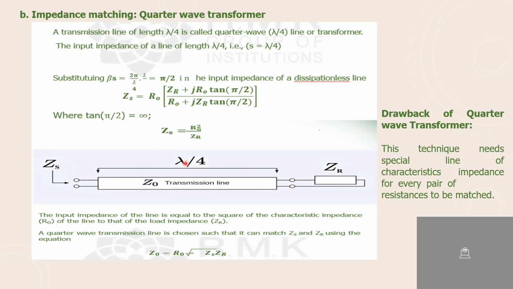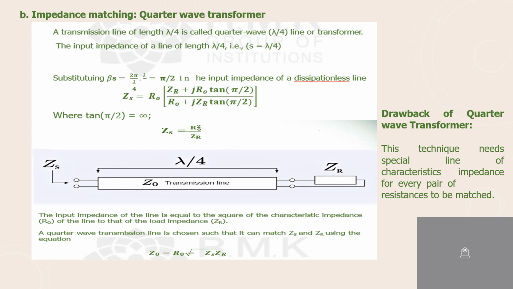So here the input impedance of the line is equal to the square of the characteristic impedance of the line divided by the load impedance zeta. So this quarter wave transformer line can be chosen by the equation Z naught is equal to R naught, and that is also equal to the square root of Zs into zeta. So according to this equation, we are able to design a quarter wave line. So what is the main drawback in the case of a quarter wave transformer? This technique needs a special line of characteristic impedance for every pair of resistances that has to be matched. That is the main drawback of the quarter wave.